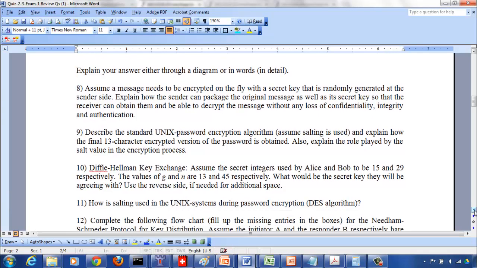So assume the sender randomly generated a secret key and wanted to send a message encrypted with the newly generated secret key. So the receiver has to know the secret key, right? So you send the secret key along with the encrypted message. So it's nothing but basically PGP with all these three properties. We want PGP to provide confidentiality, integrity, and authentication.